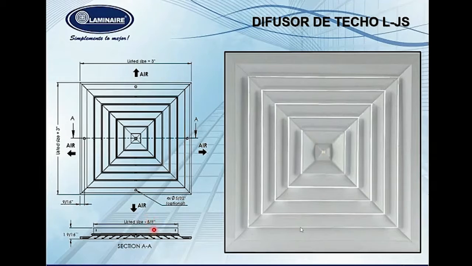So if I have a diffuser LGS 12 times 12, the real measure in the neck is going to be 11.